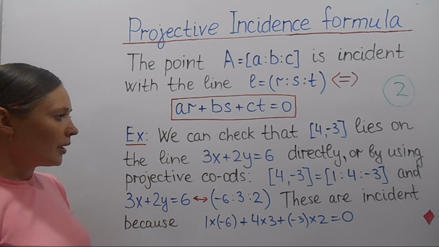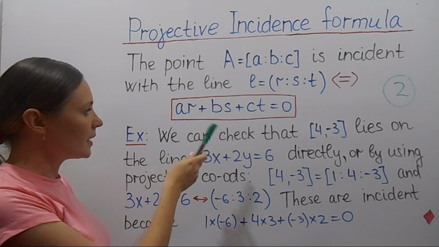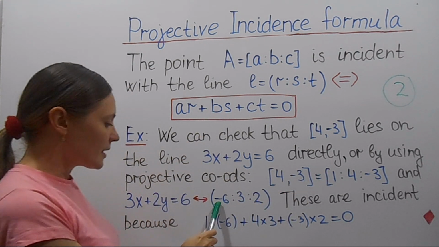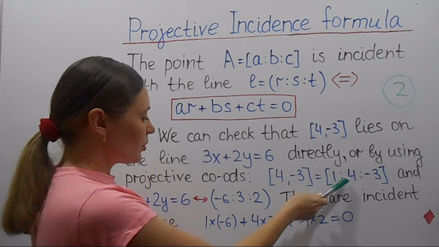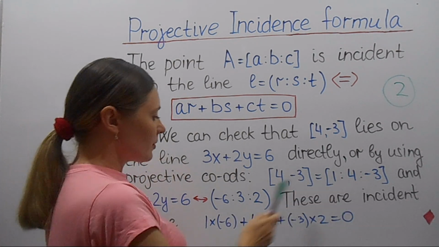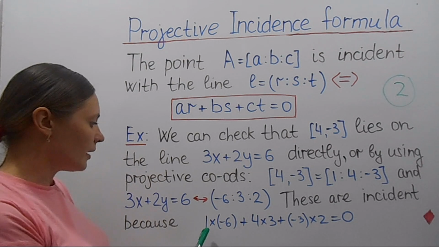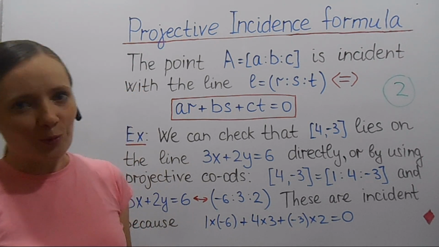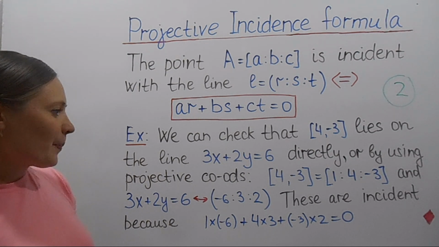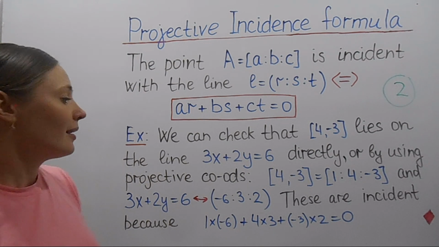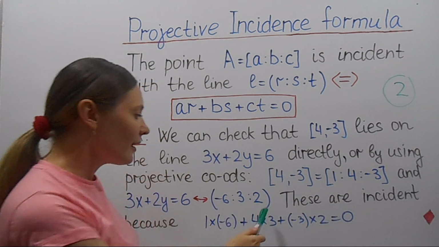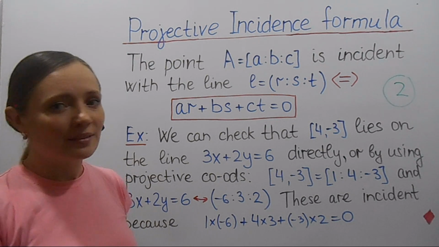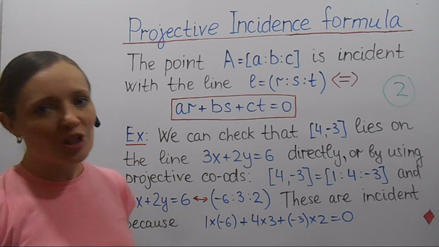Okay, and then we can check incidence just by applying this rule. 1 times -6 plus 4 times 3 plus -3 times 2 equals, that's -6, that's 12, that's -6, so yes, we get 0. We get 0, so yes, this point and this line are incident. That's how we check that relation in projective coordinates.